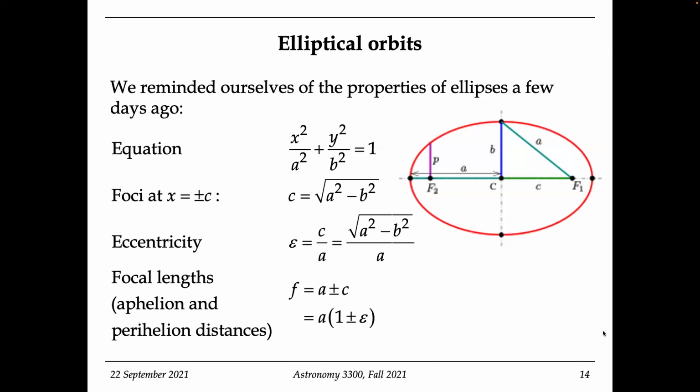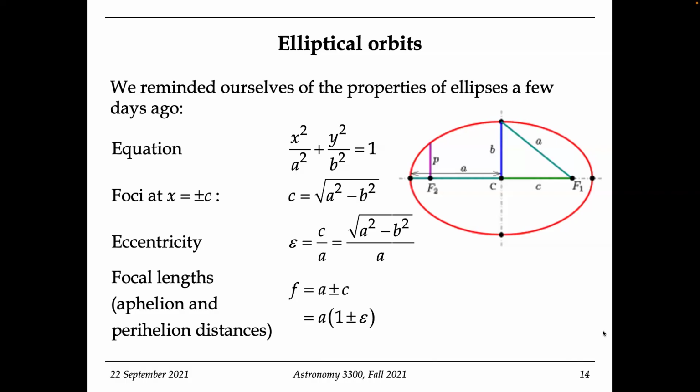Remember here, this is A, the smaller of the two F's, this is the perihelion, and this would be the aphelion here. So you can just find that A is the semi-major axis, the long axis.